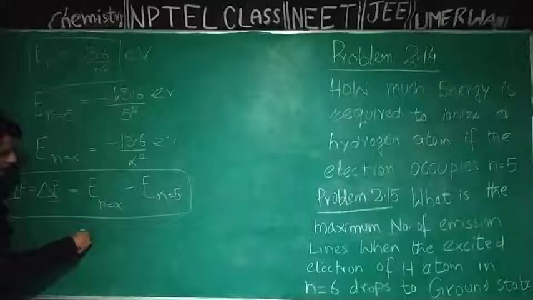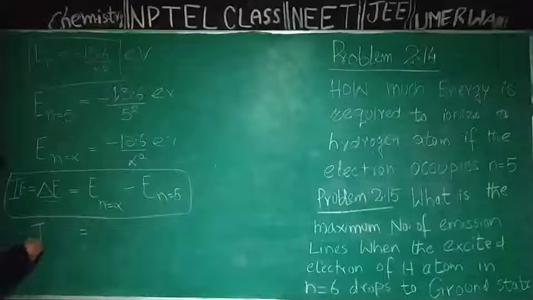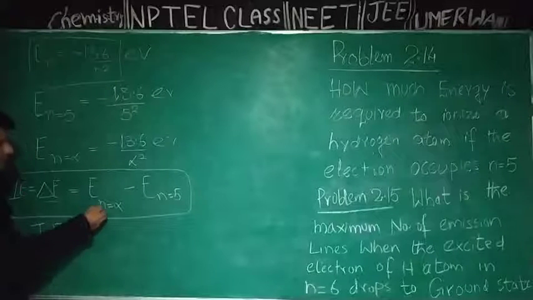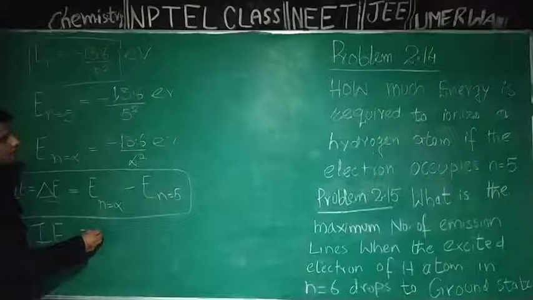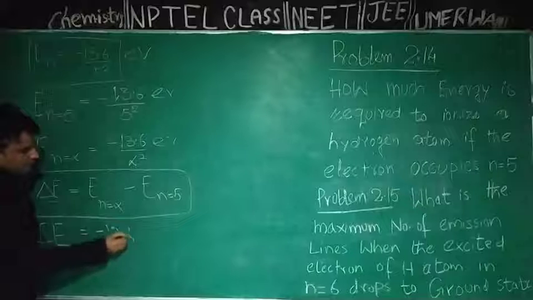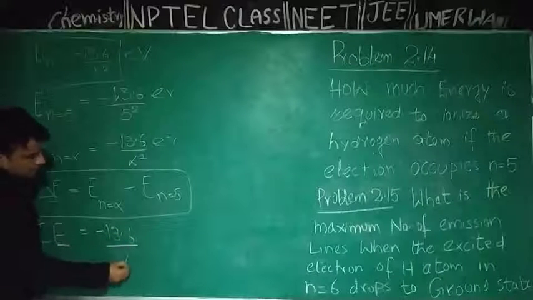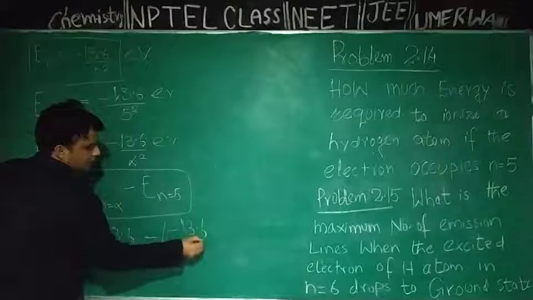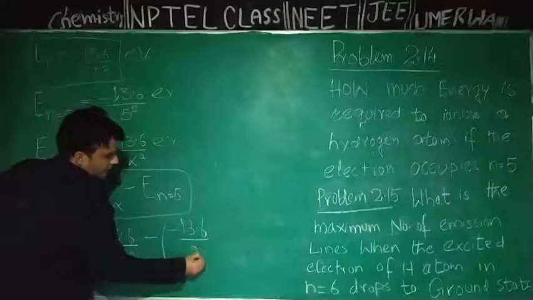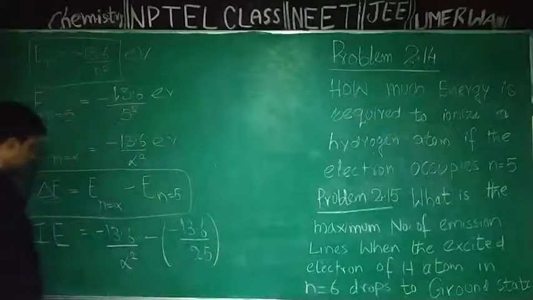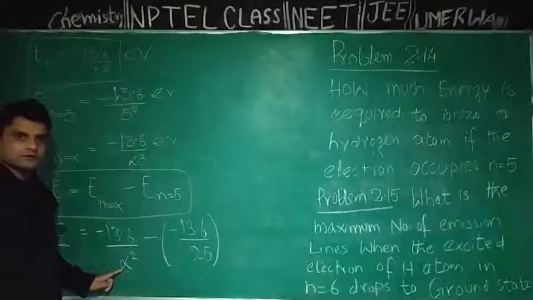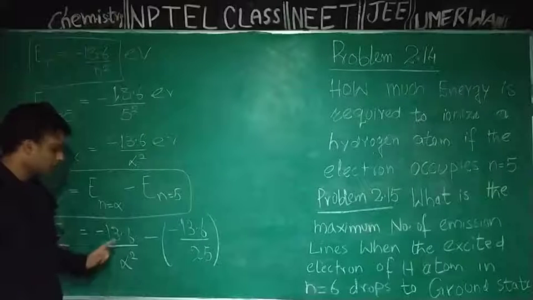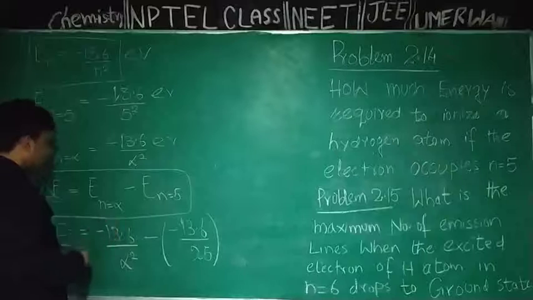Now I will substitute values. I need to calculate the ionization energy, which will be equal to the difference of this energy. The energy of the electron at infinity is minus 13.6 divided by infinity square, minus the energy of the electron in the fifth orbit, which is minus 13.6 divided by 25. 1 by infinity is 0, so the first term on the right-hand side will become equal to 0.